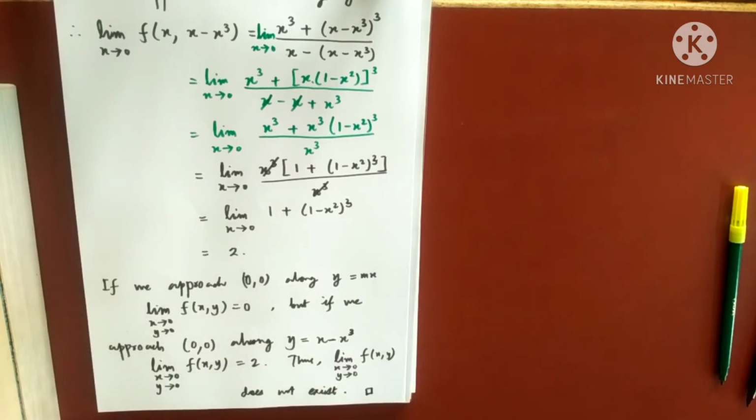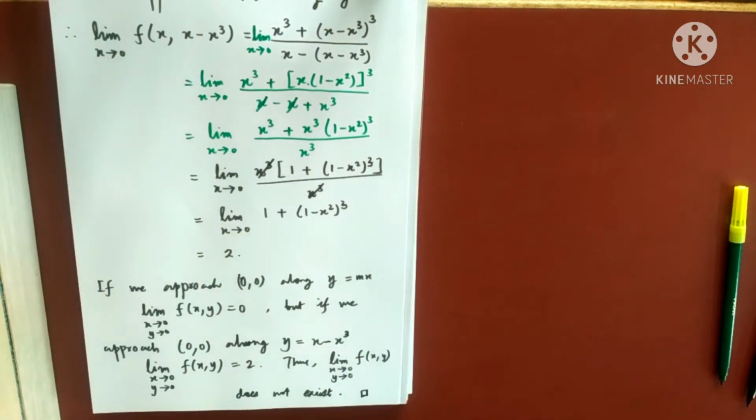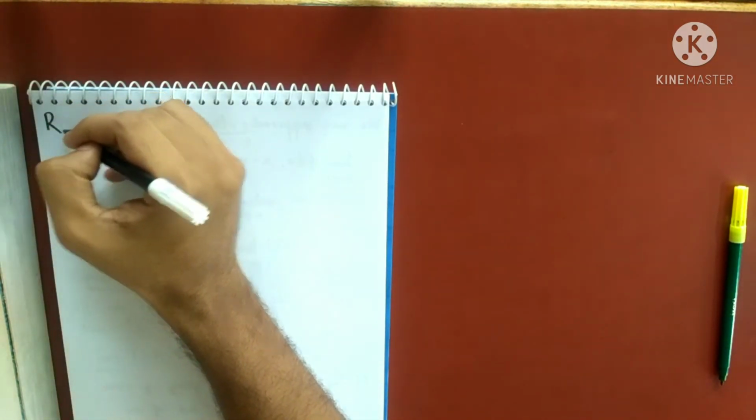Understood? So I have done enough problems on existence and non-existence of limits. I have done 4 or 5 sums on how to find the limit, and 4 or 5 sums on how to check that the limit does not exist. We are starting with something called repeated limits.